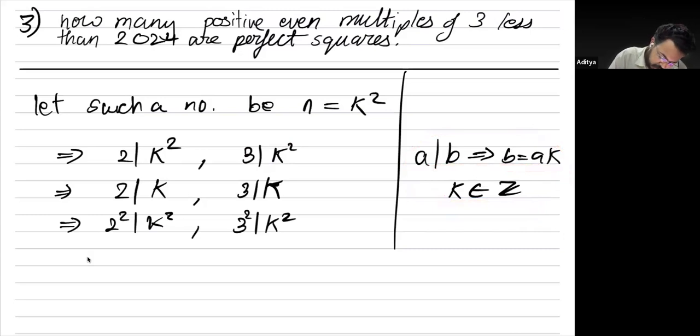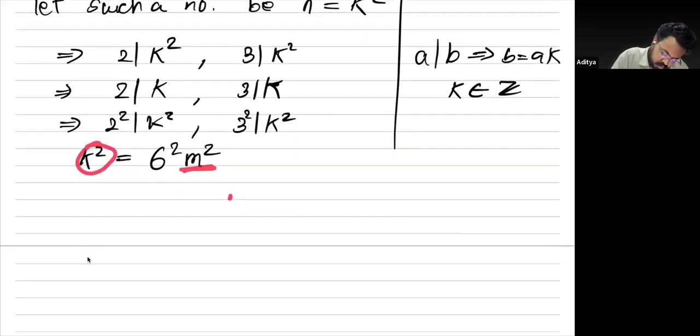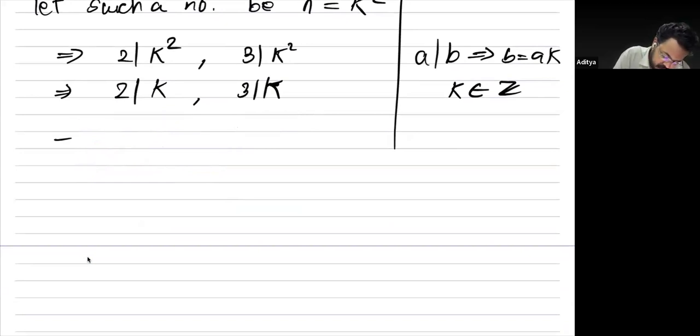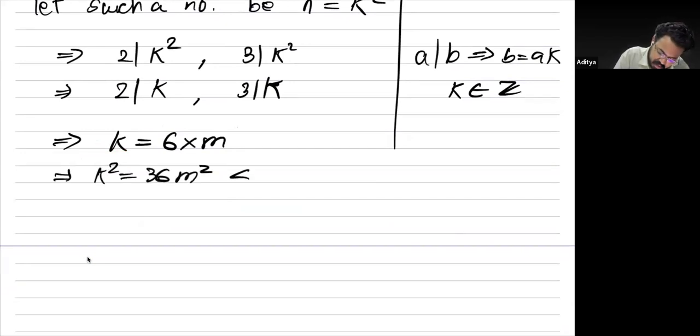Alright. So from here we can say that k square is some product of 2 square and 3 square times something else. So it is 6 square times some m square, because the remaining stuff should also be a perfect square only. In fact, this entire line is not necessary. I could just write this implies k is equal to some 6 times m, because k is an integer. Now this implies k square equal to 36 m square less than 2024. So m square is less than 2024 upon 36.